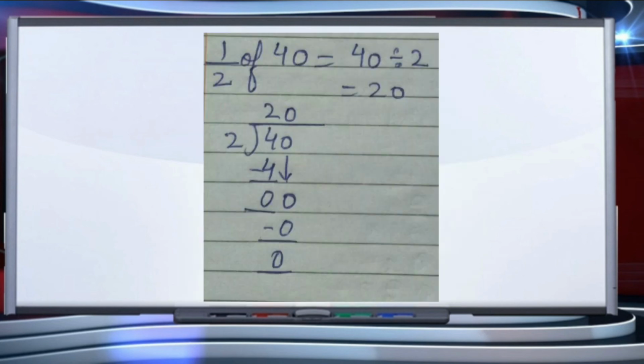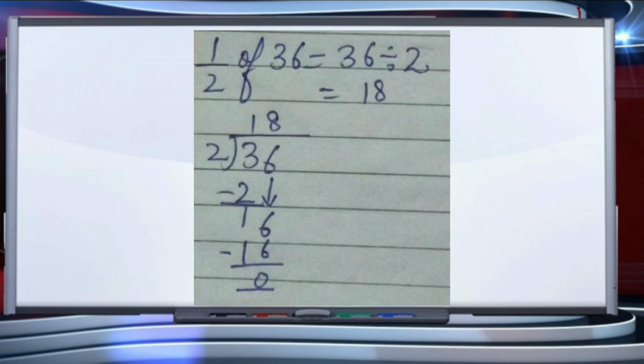Next is half of 40. That is equal to 40 divided by 2. So when we divide 40 by 2, 2 twos are 4. 4 minus 4 will be equal to 0. And bring 0 down, 2 zeros are 0. That means 20. Means half of 40 is 20.